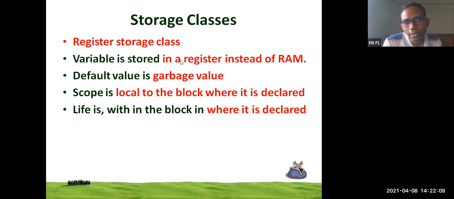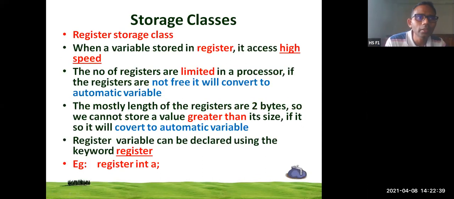A variable is stored in a register instead of RAM. All automatic variables and static variables will be created inside the RAM, whereas a variable of type register is stored in a register instead of RAM. The default value is a garbage value. Scope is local to the block where the register variable is created, similar to auto. Life is within the block, similar to an automatic variable. Wherever it is declared, you can use it there. So let us see one example.